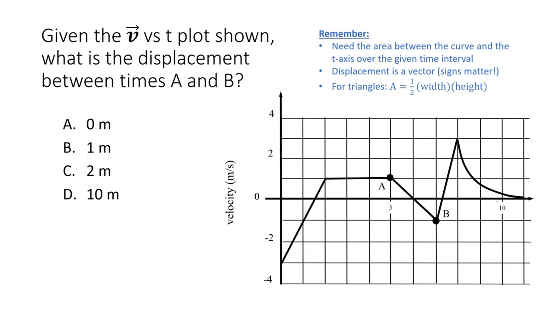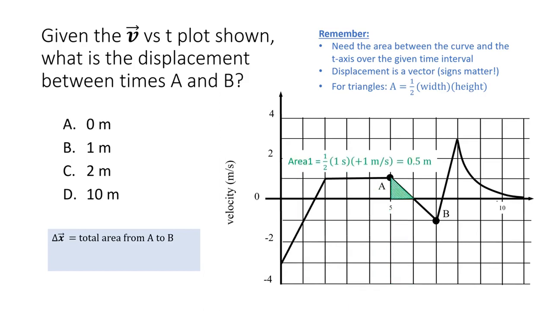All right, let's see how I went ahead and solved this problem. First of all, I remember that the displacement between A and B is the total area under the curve, so between the curve and the time axis from A to B. So I would say that the first part I'm going to break up into a triangle, right? So that would be from time t equals 5 to time t equals 6. And so I have this nice triangle.